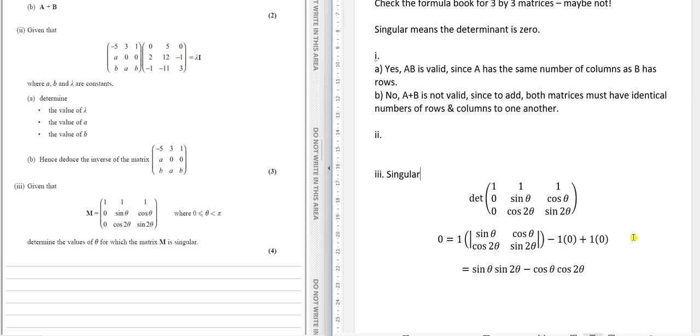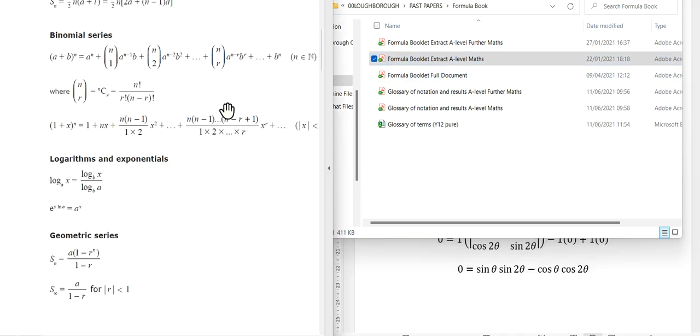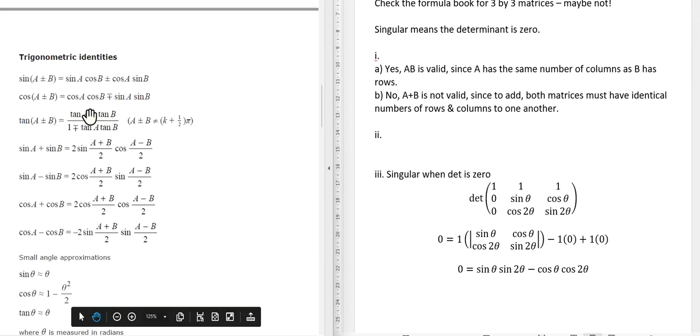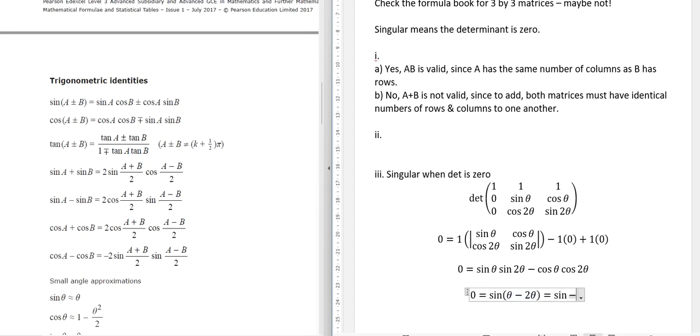So the matrix I'm interested in is singular when the determinant is 0. And this reminds me of something which is in the normal A-level maths formula book. So let's check that out. If we take a quick look at the trig, we have sine A cos B plus cos A sine B, or sine A cos B minus cos A sine B. This is precisely the formula for sine of theta minus 2 theta. In other words, it's sine of minus theta. That makes my life a whole lot easier.